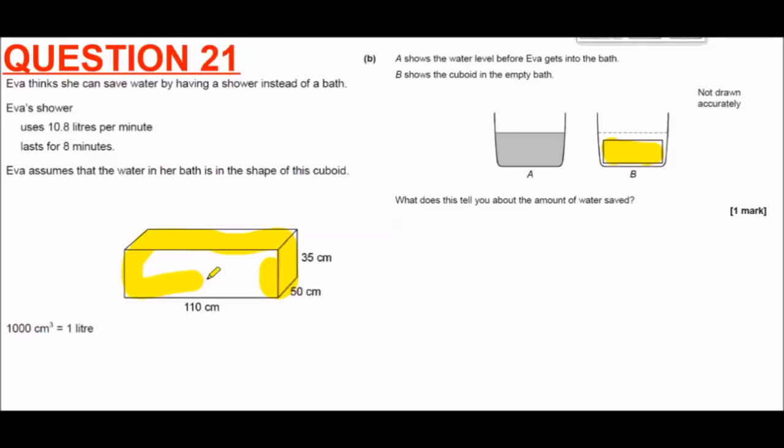So what that's saying is, her calculation for the cuboid as the volume of water she used in the bath wasn't actually enough. She actually uses even more water in the bath. And so what does this tell you about the amount of water saved? It tells us that because she'd used even more water than what we thought she used in the cuboid, because the water level's higher in actual fact, even more water would be saved if she had a shower. So it tells us that the amount of water saved was more. More water was saved.